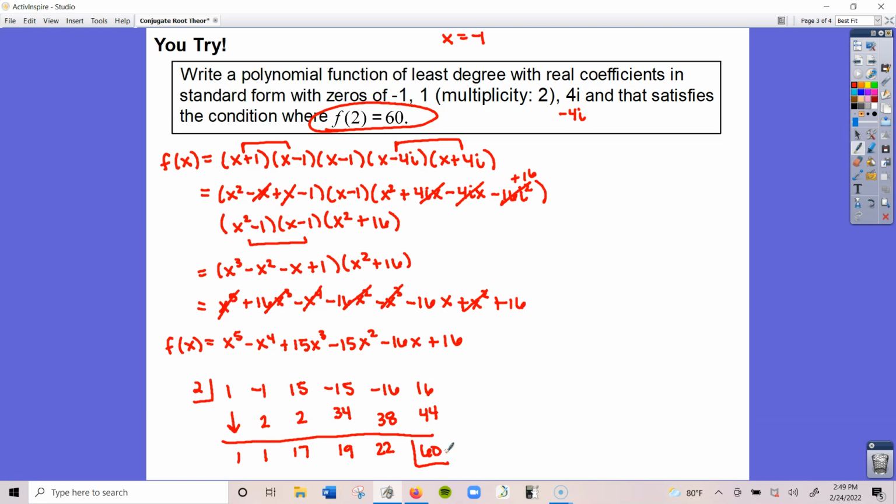And we get here that it does already equal 60. So we do not need to multiply this polynomial by any coefficient. So this is my final answer.